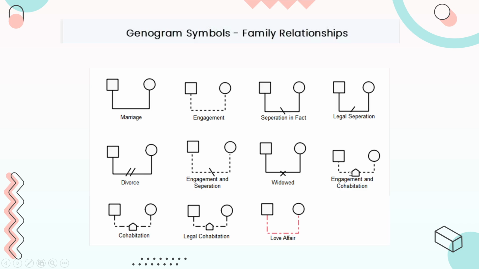This is widow. Engagement and cohabitation is living together. Both of these people are engaged and they are living together till they get married. That is what engagement and cohabitation is. Cohabitation is only living together. Legal cohabitation is also living together.